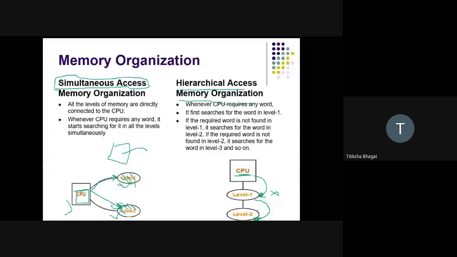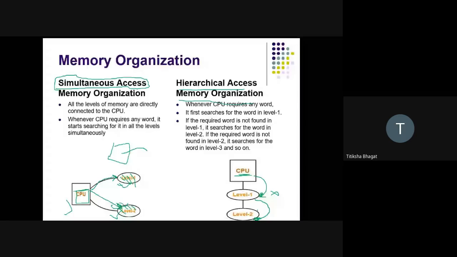We can organize the memory in two different ways, either simultaneous or hierarchical. When I say simultaneous, the required data will be searched in both the levels, or in all the levels, at the same time. Whereas in hierarchical, first we search the data in level 1. If it is not found, then we search in level 2. Let's say there is a level 3 and the data is not found in level 2, then we start searching in level 3.